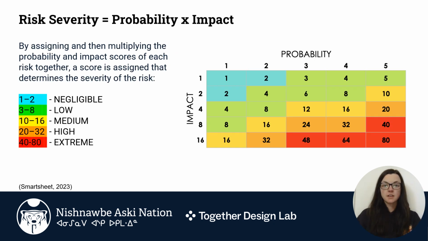By assigning and then multiplying the probability and impact scores of each risk together, a score is assigned that determines the severity of the risk. This matrix is color-coded to identify the severity of the risk, helping to easily identify the risk level.